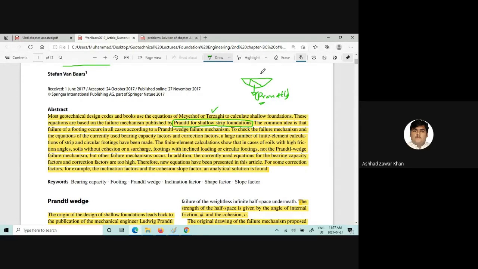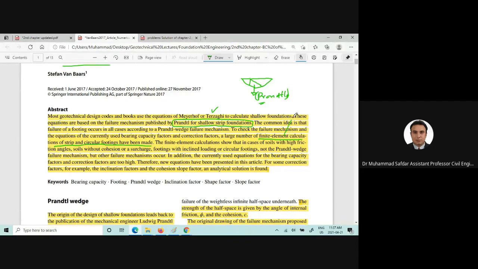The common idea is that failure of a footing occurs in all cases according to the Prandtl wedge failure mechanism. To check the failure mechanism and the equations of currently used bearing capacity factors and correction factors, a large number of finite element calculations of strip and circular footings have been made.